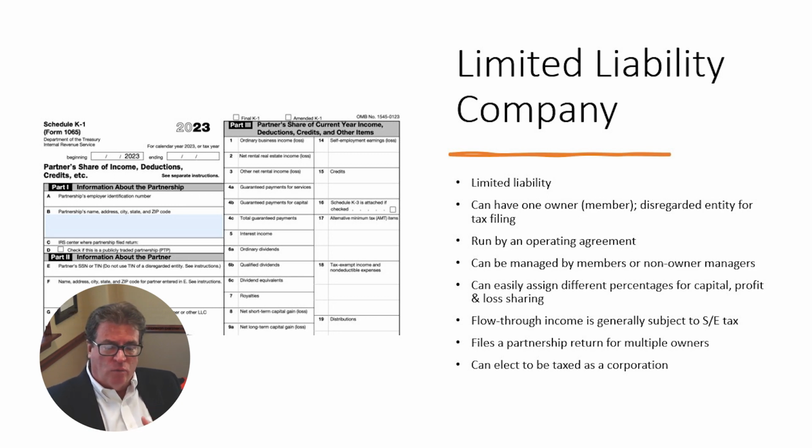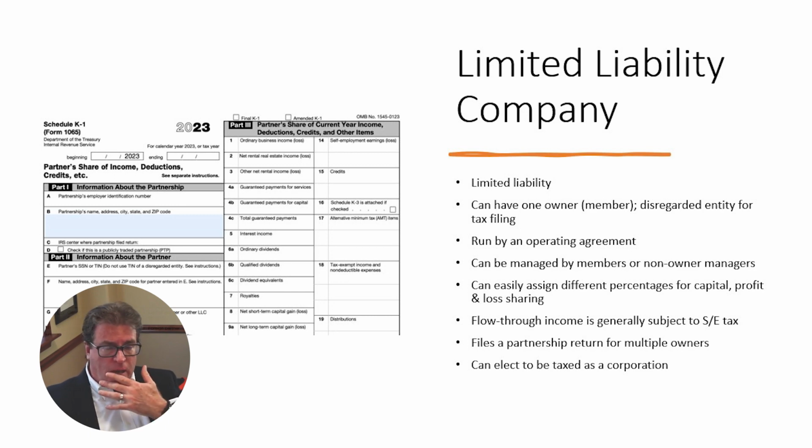And then if you have more than one owner, it does file a partnership return. So there is that, and each of the individual partners gets a K-1, and that's how they report what happened inside that partnership, according to their ownership, on their personal return.